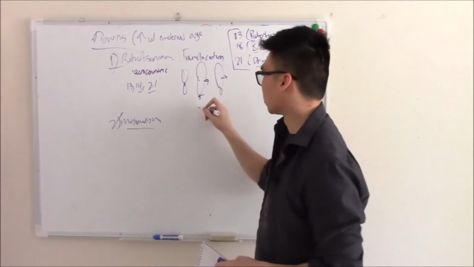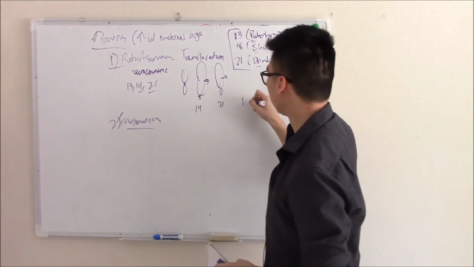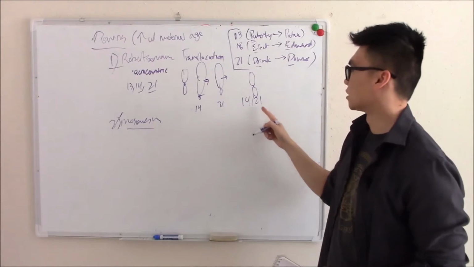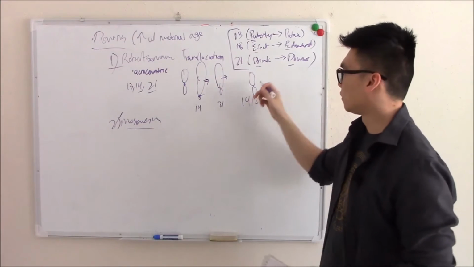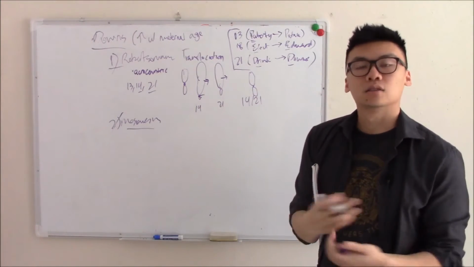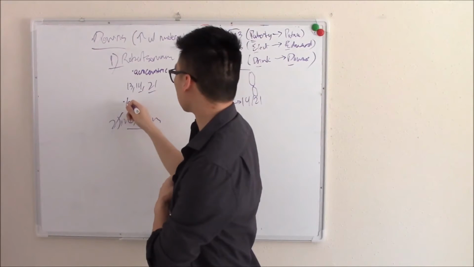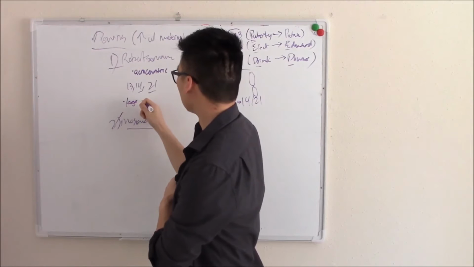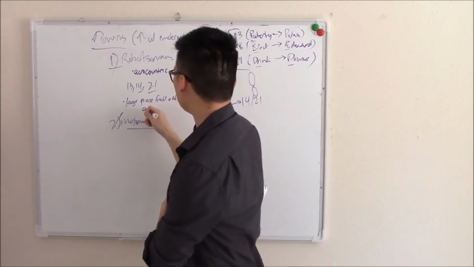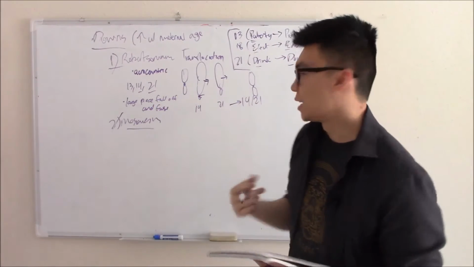So let's just say, for example, this is chromosome 14 and this is chromosome 21. If these two large pieces break off, they can fuse together and look like this. The large pieces fall off and fuse together. The small pieces can also fuse together, or sometimes they can get lost altogether. So the large piece, or arm, can fall off and fuse. Let me give you another example just to reiterate what I said.